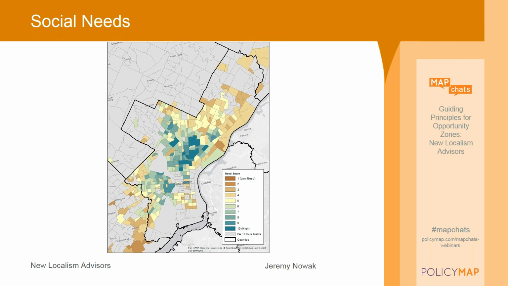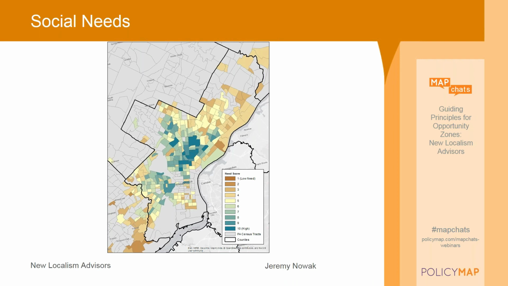For those that have a premium subscription to PolicyMap, you can get Ken's indicators for the country. We did it for the whole country, and gifted that to PolicyMap because we think it's a really good thing for people to look at, regardless of whether you're using it for the tax credit, this tax incentive, or not. And so you can see the need score here. That's Philadelphia. The brown up top is the lower need, and the blue, I'm slightly colorblind, so it's kind of blue, is the highest need.